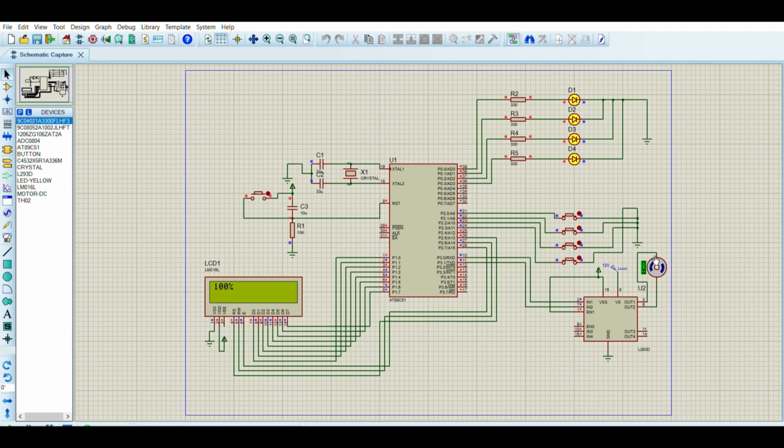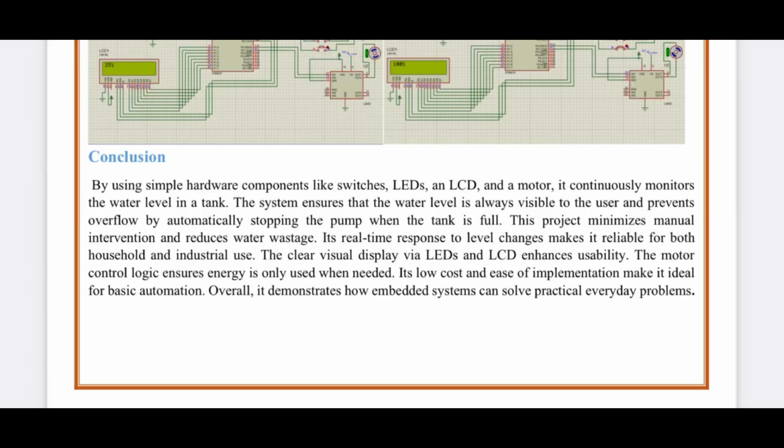The motor is controlled using an L293D driver. When the tank is not full, the motor is turned on. Once the water reaches 100%, the system automatically stops the motor. This setup provides a simple yet effective way to automate water tank filling. It ensures that the motor only runs when needed, conserving energy and preventing overflow. Overall, it demonstrates how embedded systems can solve everyday problems effectively.